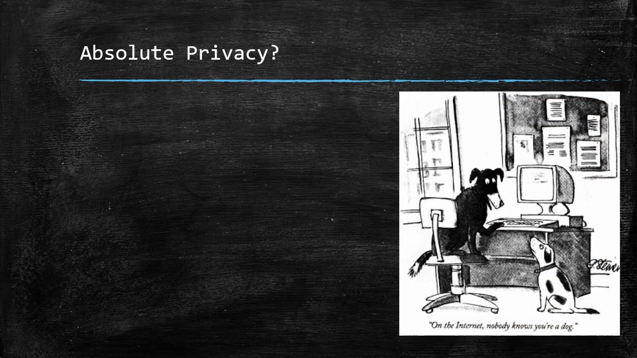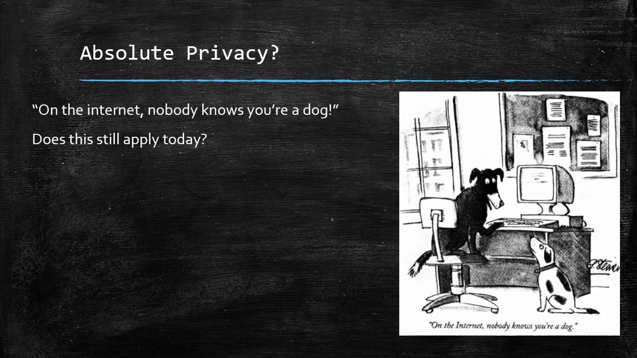So this was a cartoon that was published in the New York Times in the late 90s. It just says, on the internet, nobody knows you're a dog. But I want you guys to think, okay, does this still apply today? 30 years later, just thinking about Google and all the information it gets on a daily basis about us, it probably knows your exact location right now. And who knows, maybe even your blood type.